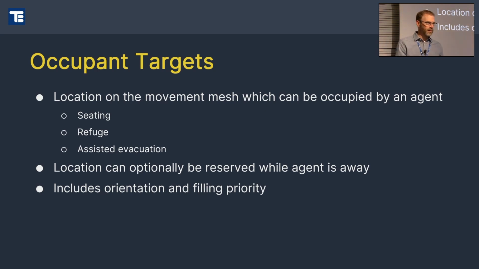Occupant targets is what I mentioned a moment ago, like with seating. This is basically creating a location on the movement mesh where we can direct an agent to go. It's not quite just a waypoint, it's more of an optional spot. So you can have a set of these open, like seats in the conference hall, and agents can be set to go find an open one and utilize it and then move on.